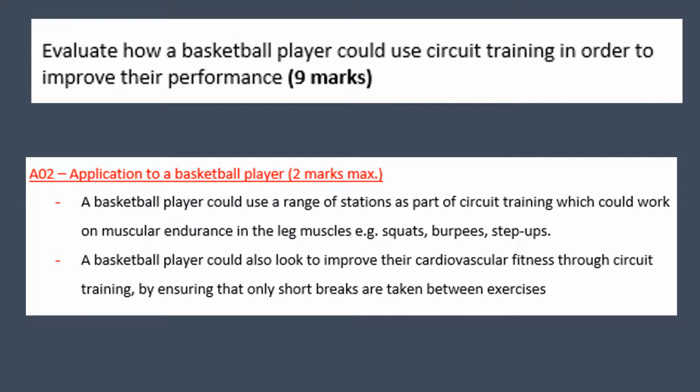As always, AO2 is also worth a maximum 2 marks, and this is our application to a basketball player here. So, a basketball player could use a range of stations as part of circuit training, which could work on muscular endurance in the leg muscles. And I'm going to give some examples as well of circuits of stations, such as squats, burpees, or step ups.